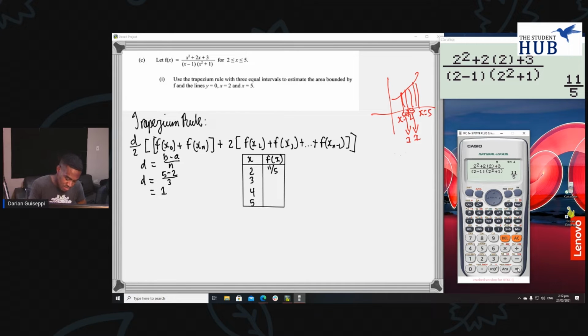Then again, for the next value of x, we plug in 3, and this is what we will get. You do the same thing as 2, right? And you'll get 9 on 10 for 3, 9 on 17 for 4, and 19 on 5 for 5, and that's basically it. So these are your values, and then we will rewrite the formula. This is just the general formula for the trapezium rule. We'll rewrite the formula so it would be applicable to this particular question here.